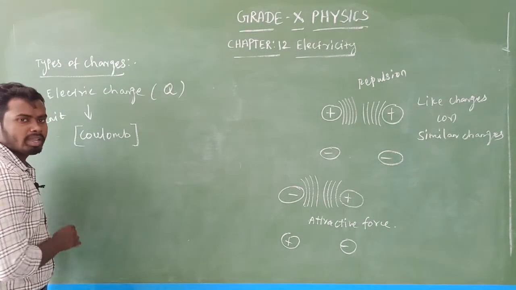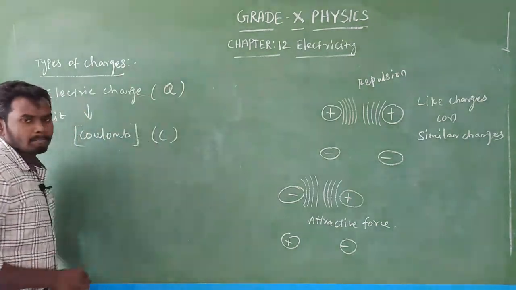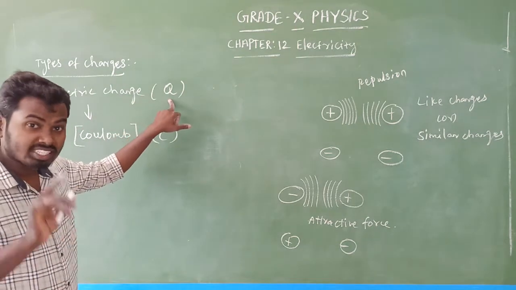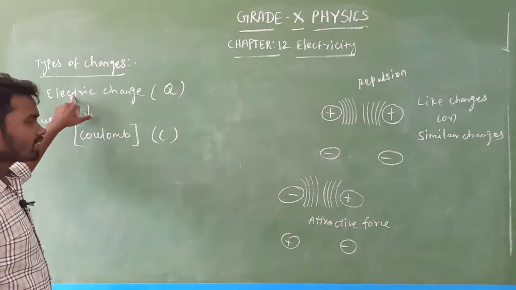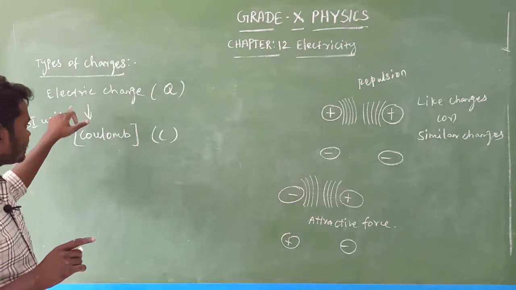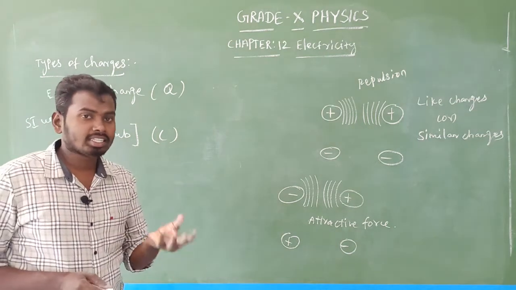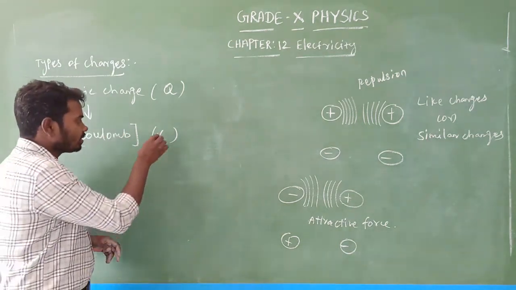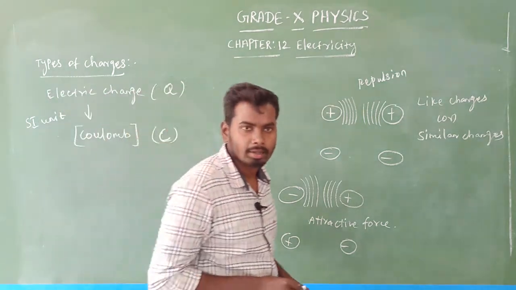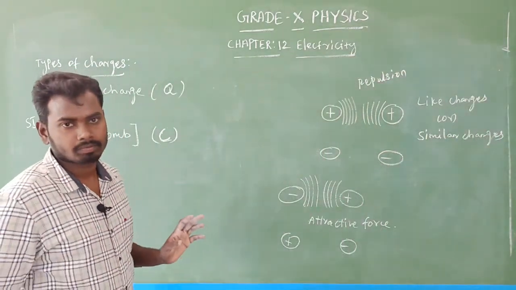So this coulomb is denoted by capital C. The electric charge is denoted by letter capital Q, that is charge. But the electric charge SI unit is coulomb, and this coulomb is denoted by capital C. Is that clear? It's very easy one. You don't panic, okay, students?